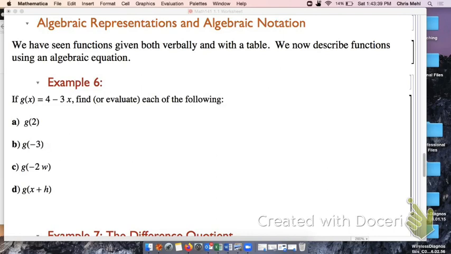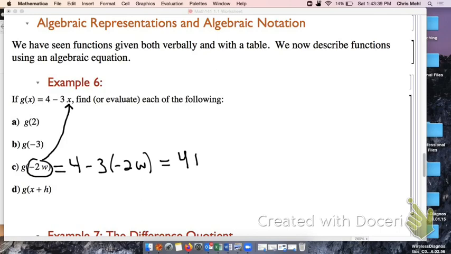Now you can start doing what are called varied inputs. So if I want to do g of negative 2w, that negative 2w is just going to go where x used to be. So this will be 4 minus 3 times negative 2w. And again, PEMDAS says we multiply first, so 4 stays out front. Negative 3 times negative 2w would give us a plus 6w. Okay, and then one term is a constant term of 4. The other term is a first degree term. That means you have w to the first power. That is as simplified as you can get. There's no like terms to combine, so I just get 4 plus 6w.